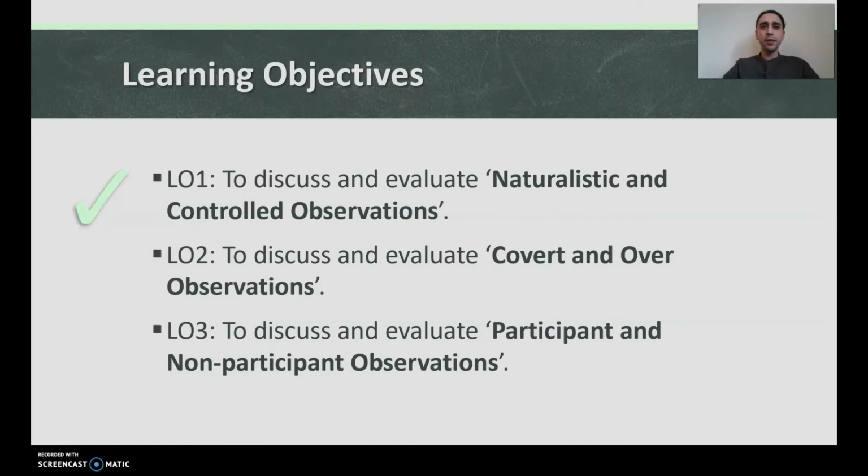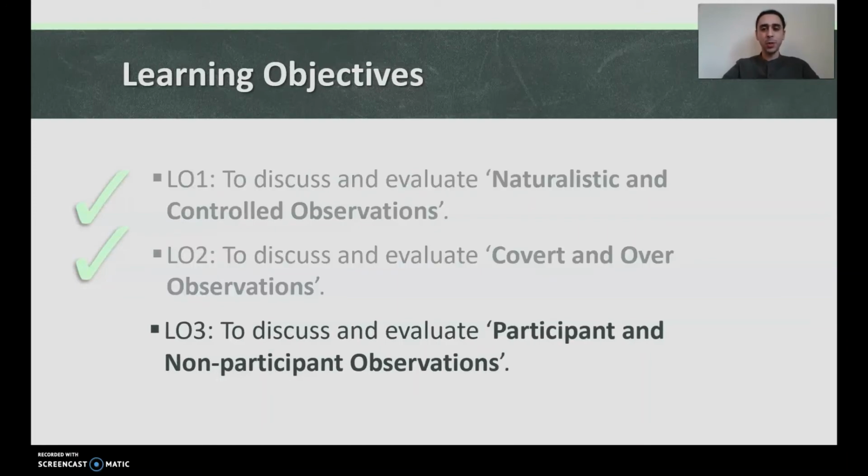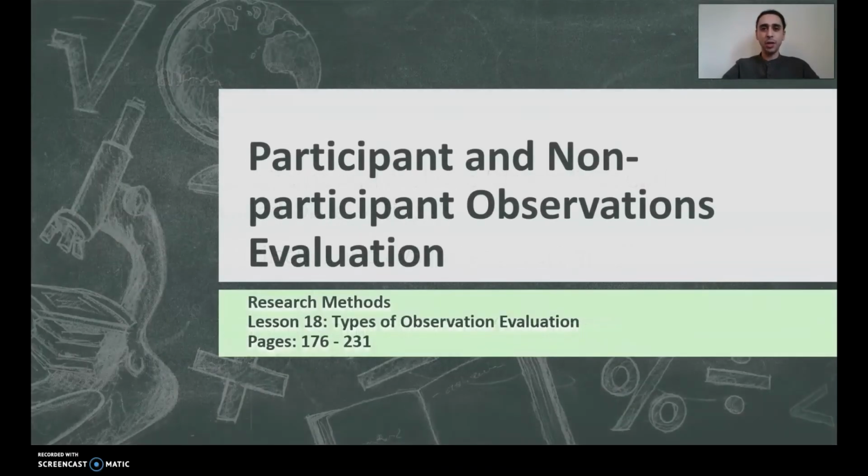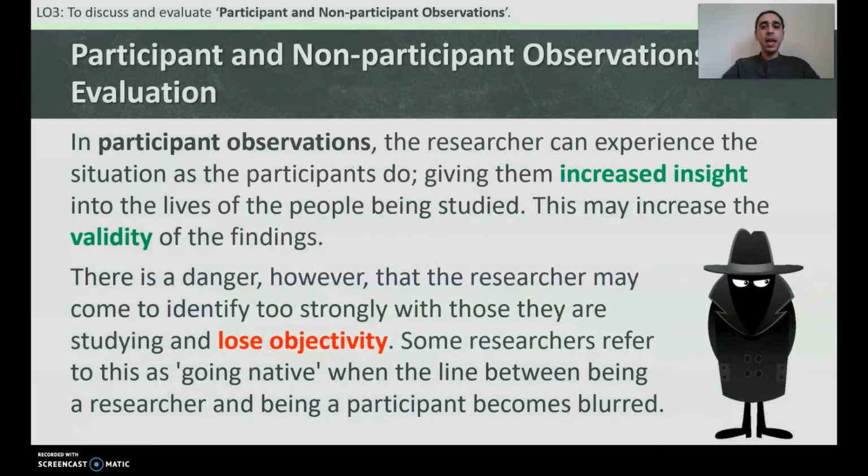Okay, so we have completed covert and overt observations. On to the final learning objective, discuss and evaluate participant and non-participant observations. Let's have a look. In participant observations, the researcher can experience the situation as the participants do, giving them increased insight into the lives of the people being studied. This may increase the validity of the findings.